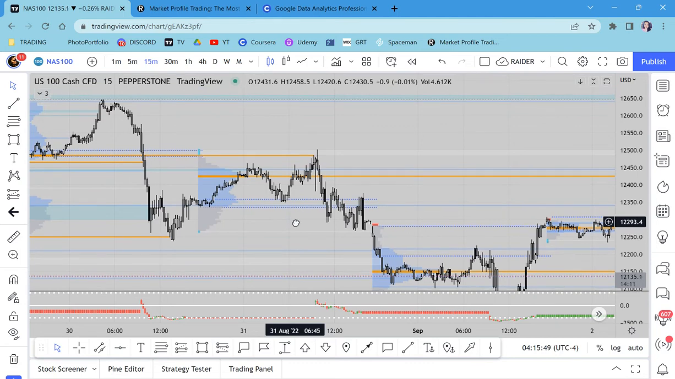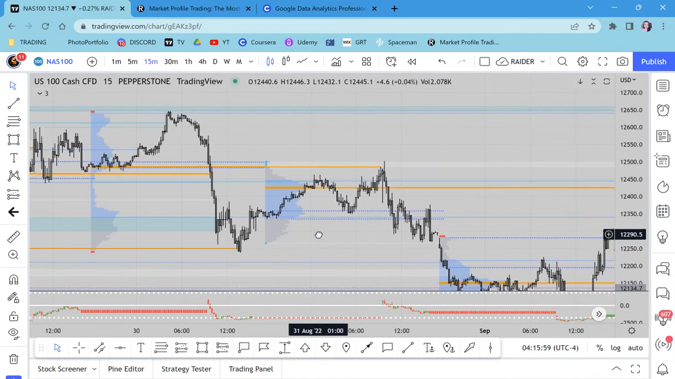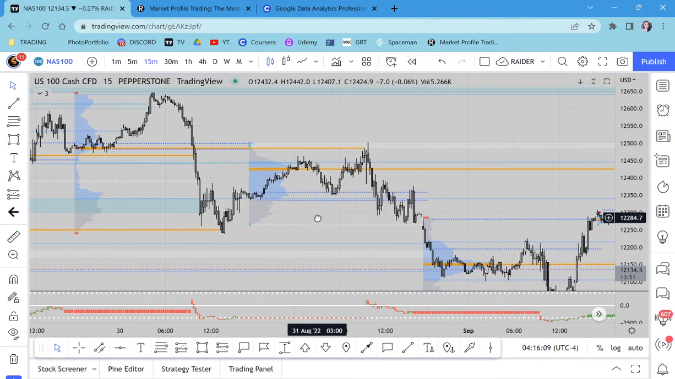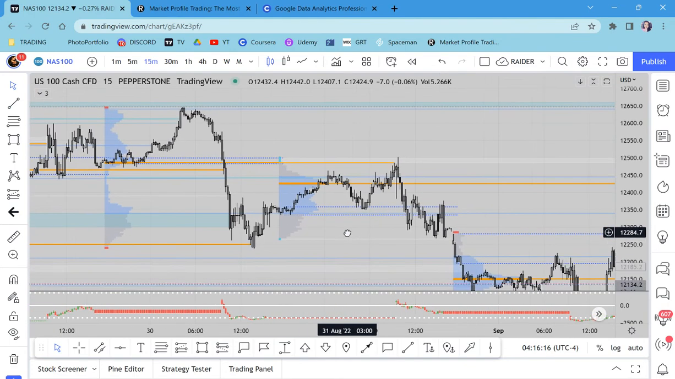I probably would have messed this one up. I'm not even going to lie to you, because of how it was forming, if that makes any sense. It just didn't seem clear to me, at least at the moment. That's kind of hard to really try to trade and figure out, at least on my end, without doing anything else.